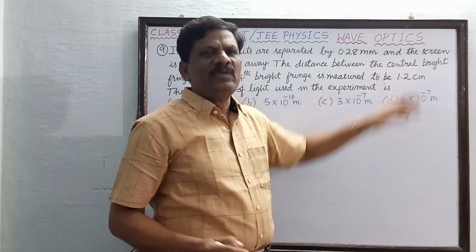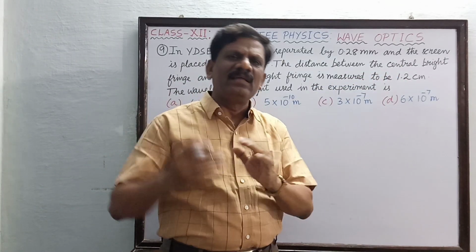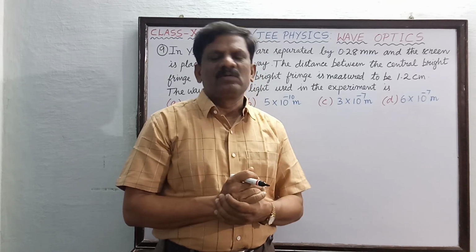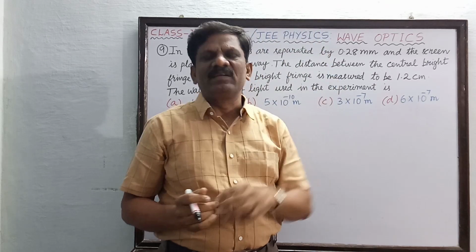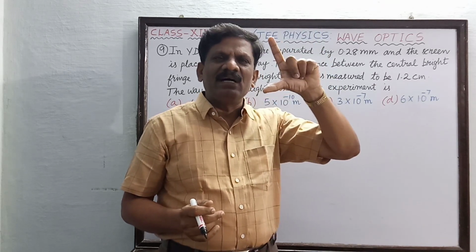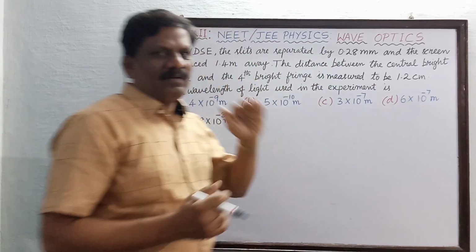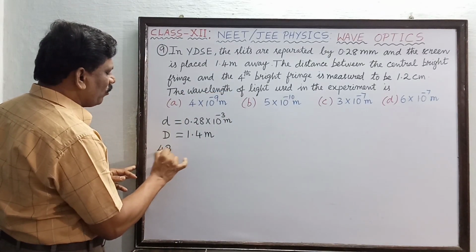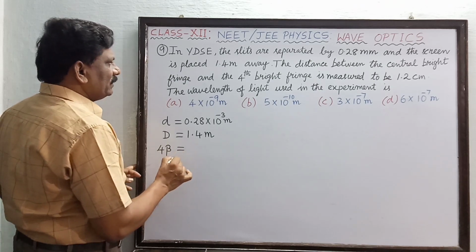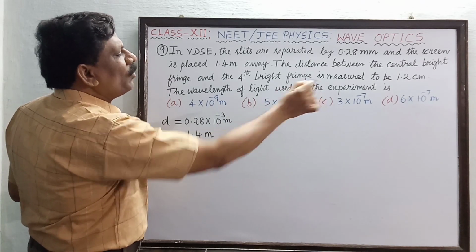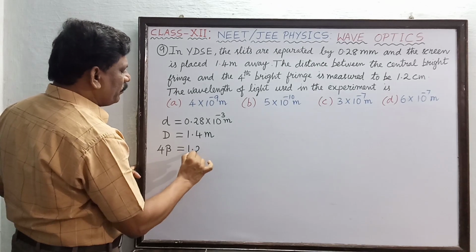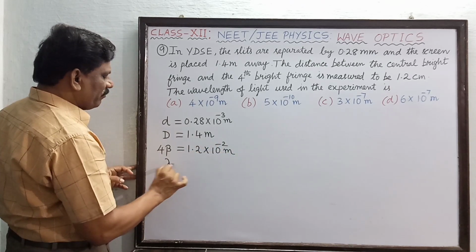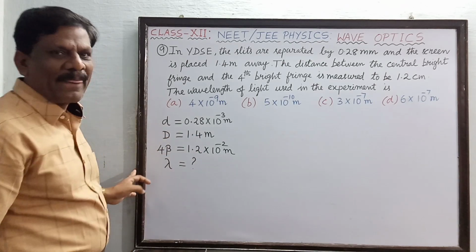Now the distance between the central bright fringe and the fourth bright is given. From the central bright to the fourth bright means it is the width of 4 bright fringes. Therefore 4 times beta is given as how much? 1.2 centimeter, so 1.2 into 10 power minus 2 meter. Now we have to find what is lambda.